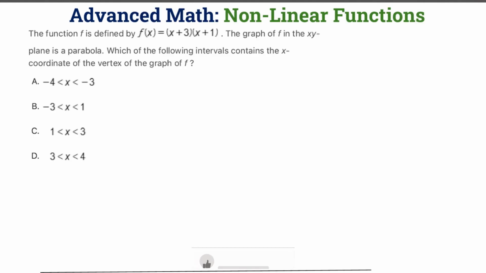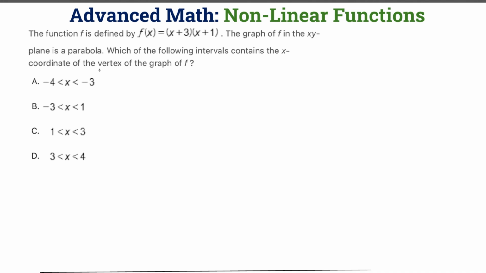The next problem deals with the nonlinear functions, which is part of the advanced math portion. We're given a function f of x equals x plus 3 times x plus 1, which is a parabola. And we have to find which of the following intervals contains the x-coordinate of the vertex of the graph of f. Okay, let's get started.